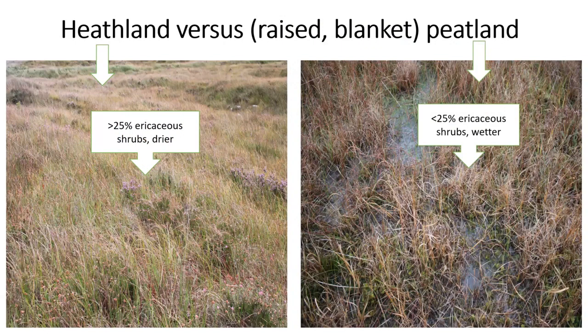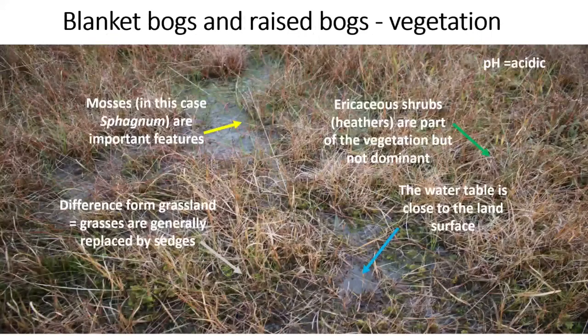In the Fossitt Classification Guide, the difference is this. Heathland has greater than 25% cover of ericaceous shrubs. So your heathers, your ling heather, your bell heathers. In peatland, you've got less than 25% cover, and it tends to be wetter, and you can see the ponding water in that situation. Now, blanket bogs, raised bogs, they tend to have the same types of vegetation present because they're both acidic, both very wet.